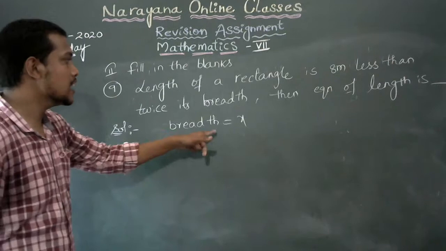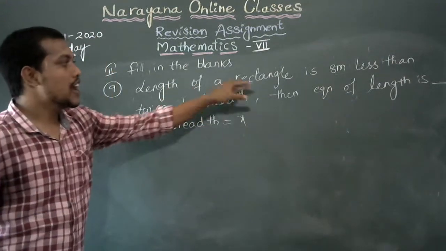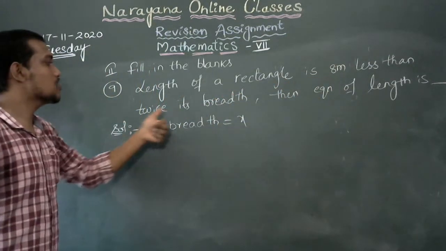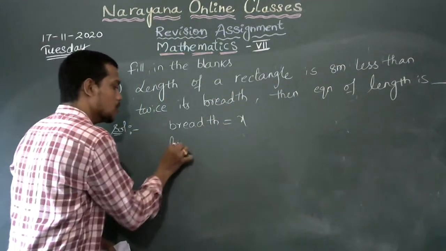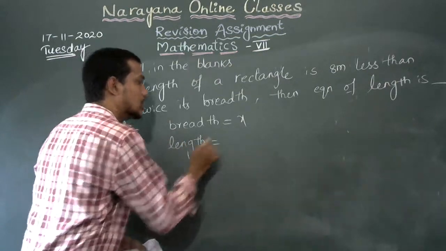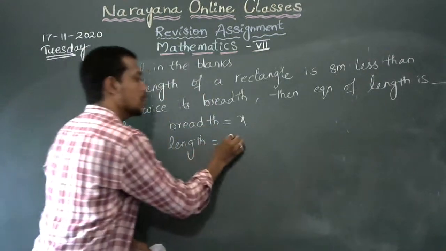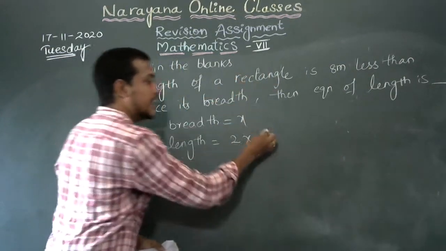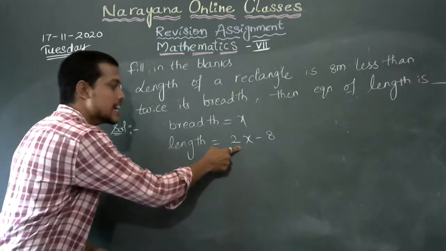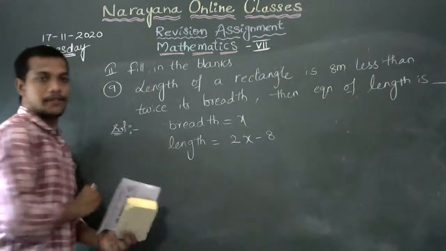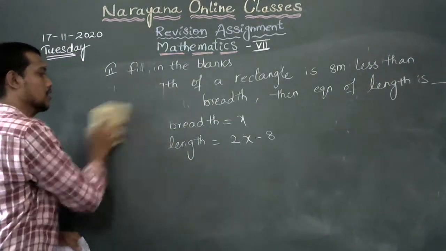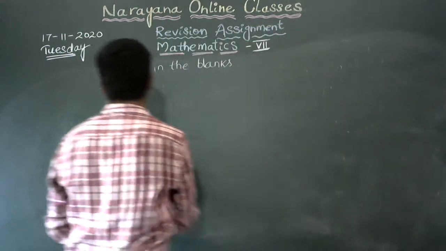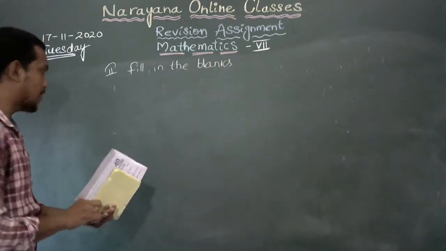So what we are saying, length of a rectangle is 8 meters less than the twice of its breadth means, now length equal to, twice of the breadth means 2x, less than means minus 8. So this is the equation of the length. Okay. Now last question, 10th question.